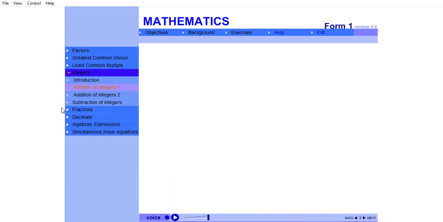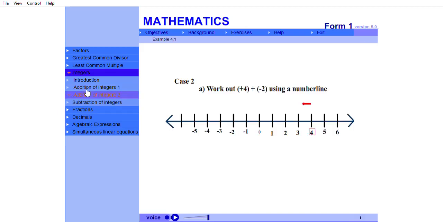Example B. Work out (-2) plus (+7) using a number line. Case 2. A. Work out (+4) plus (-2) using a number line.